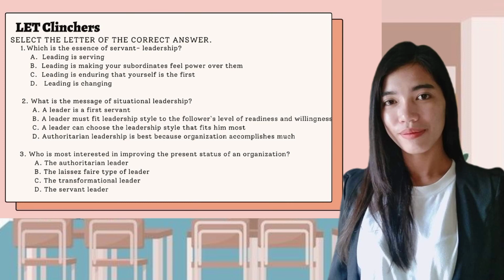Number 3. Who is most interested in improving the present status of an organization? A. The authoritarian leader. B. The laissez-faire type of leader. Letter C. The transformational leader. And letter D. The servant leader.